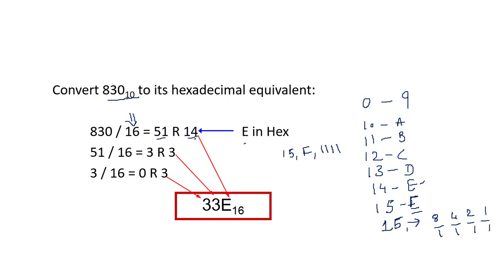तो रिमाइंडर आपका 14 था, बट 14 का इक्विवेलेंट क्या था दोस्तों? E. सो यहाँ पे क्या आ गया? तो इसका 830 जो आपका डेसिमल था उसका इक्विवेलेंट हेक्साडेसिमल क्या आ गया? 33E. यू कैन डू कन्वर्जन इन एनी नंबर सिस्टम टू एनी नंबर सिस्टम, right?